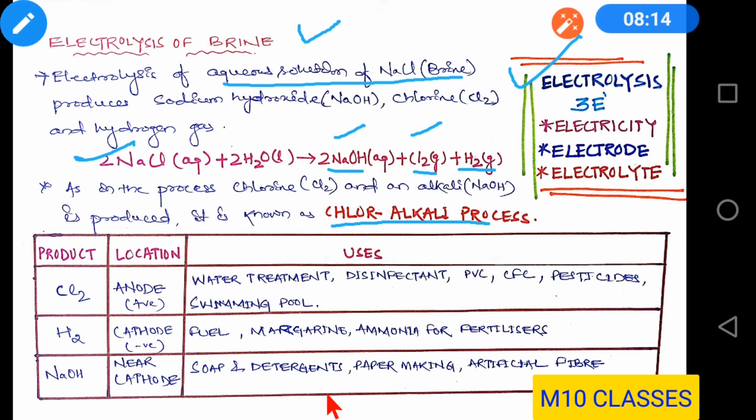Next, your H2, hydrogen. Hydrogen is positively charged, so it will be formed at the negative electrode, that is your cathode. Now see here, it is formed at cathode. Now it is used as fuel, margarine, ammonia for fertilizers, etc. NaOH in its aqueous state is formed near cathode. It is used for soap and detergent, for paper making and artificial fibers, etc. This is a very important question.